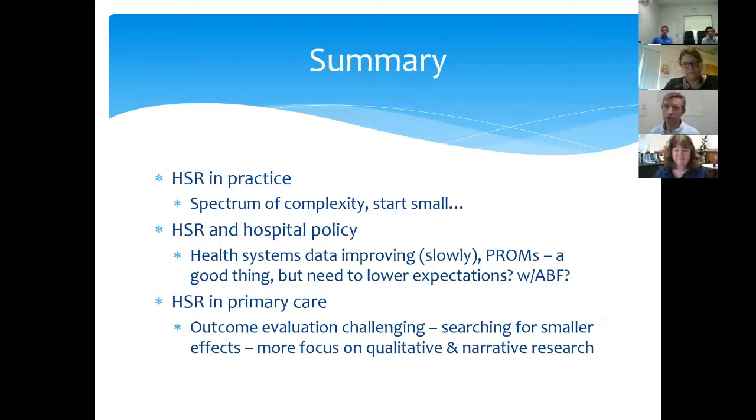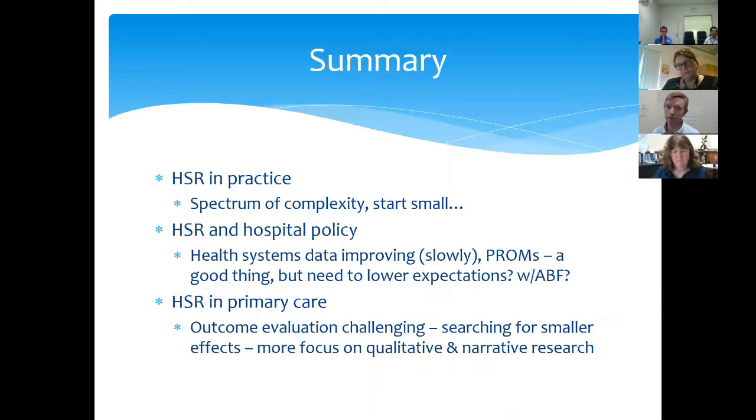In the hospital policy arena, the big promise has been health systems data, and I think over the last 10 years or so, it really has been improving at a much slower rate than many of us would like. But it is getting better, and access to it is improving. As I mentioned, with patient-reported outcome measures, everyone accepts it as a good thing, but there are costs associated with collecting these data, and so we really need to work out how they can be best used to improve, in this case, hospital, but more generally, health systems performance.